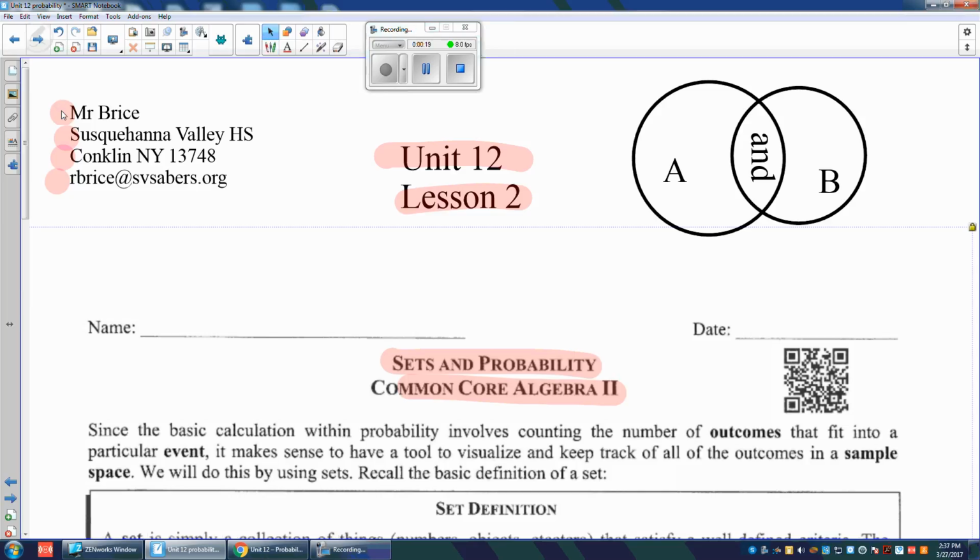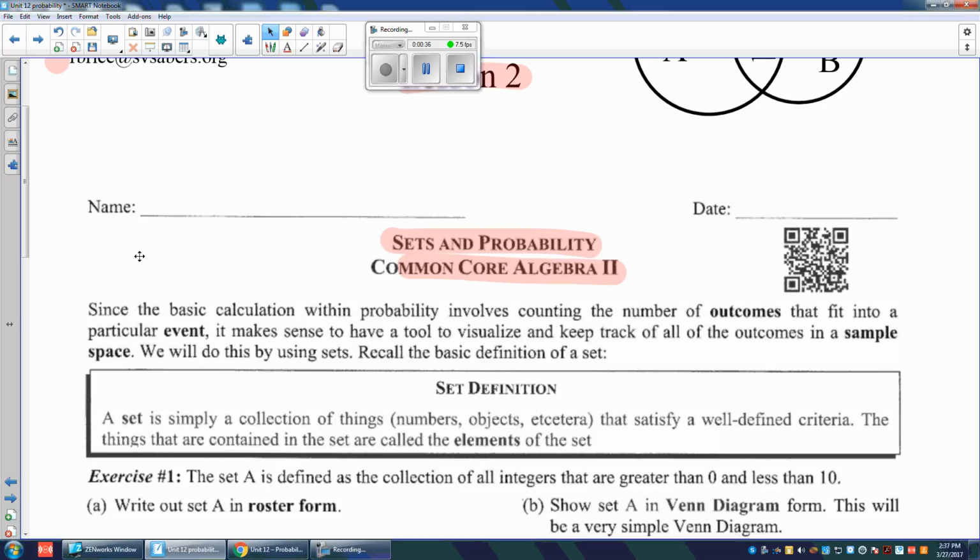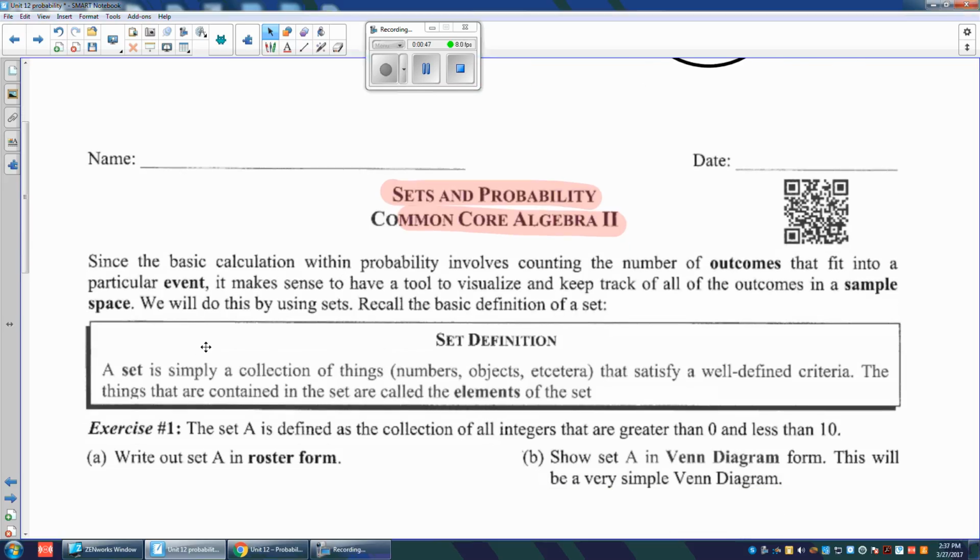And this is a Venn diagram. Since the basic calculations in probability involve counting the number of outcomes that fit into a particular event, it makes sense to have a tool to visualize and keep track of all the outcomes in the sample space. We'll do this by using sets.